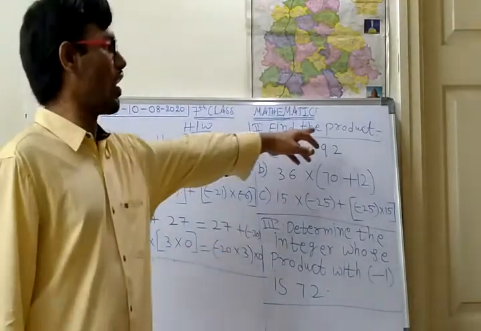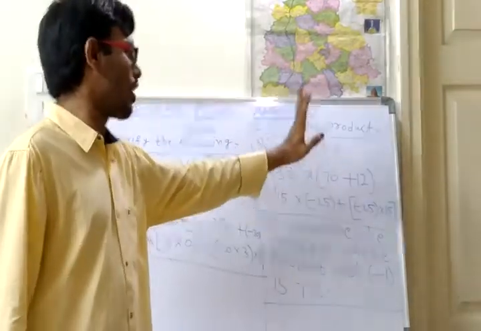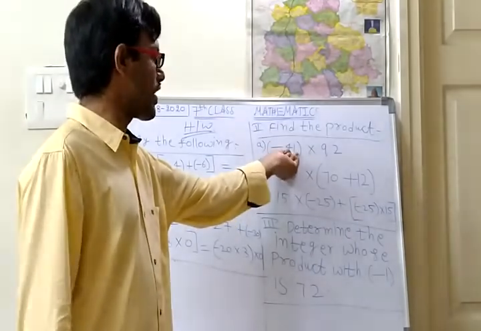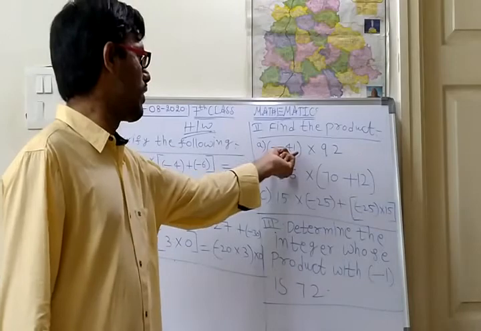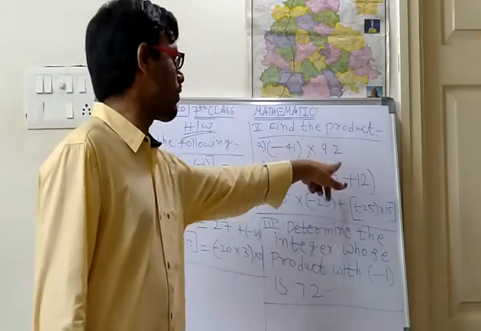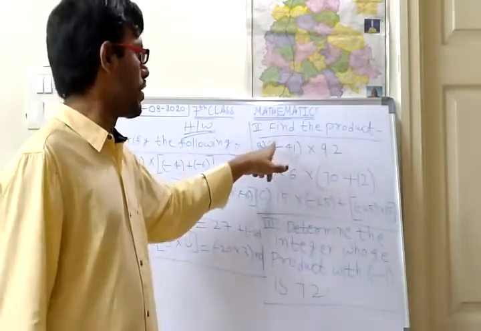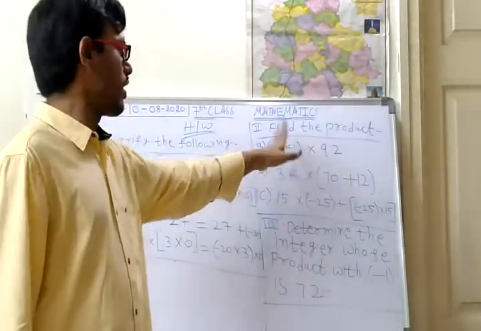Next, find the product. Directly you find the product. Okay, first of all you should solve a bracket. So in the bracket here only one number is there. So directly minus 41 into 92. First solve 92 into 41. Afterwards you keep sign. So minus into plus, you write down minus symbol.